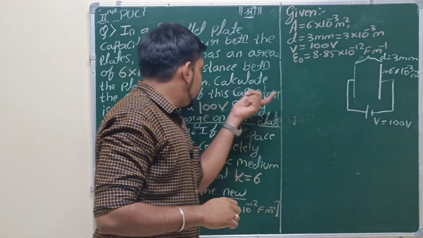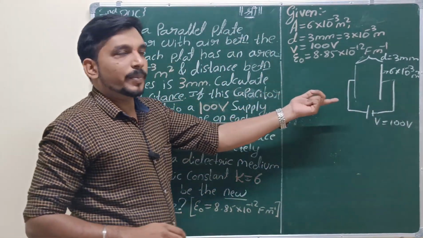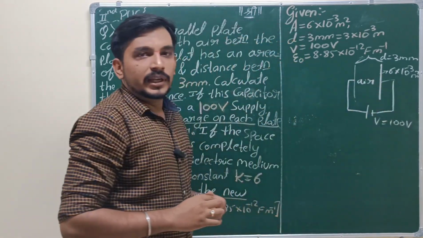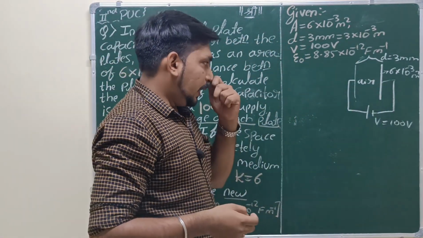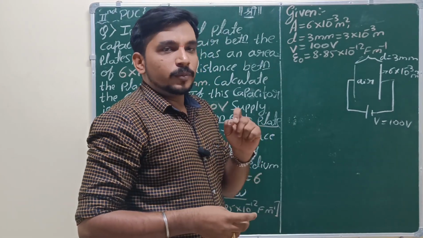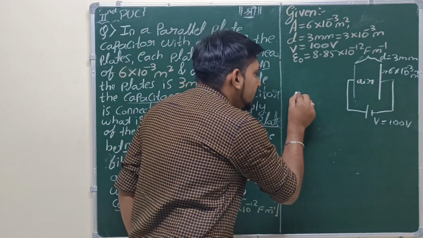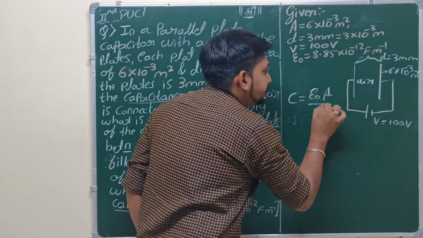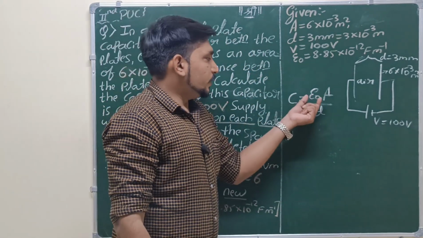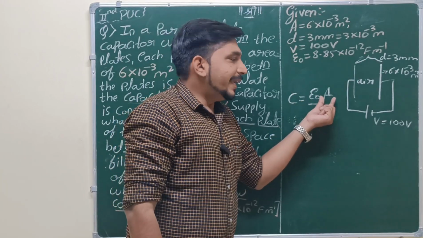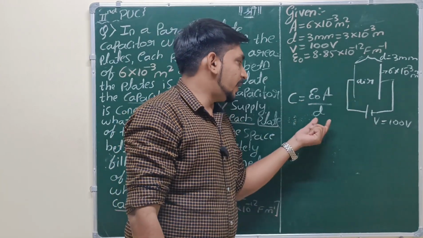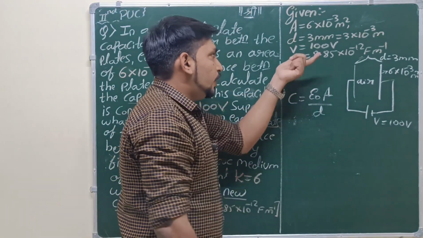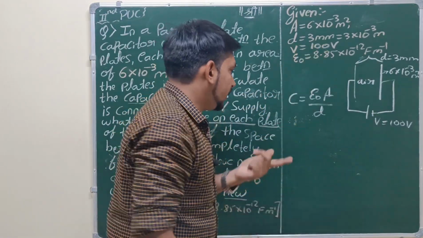The first point is the capacitance of this capacitor when air is between the two plates. We know the capacitance formula, that is C is equal to epsilon naught A divided by D. Epsilon naught is a constant value, the permittivity. A is the area of the plates, and D is the distance between the two plates. The values are already given, so let us substitute and calculate.